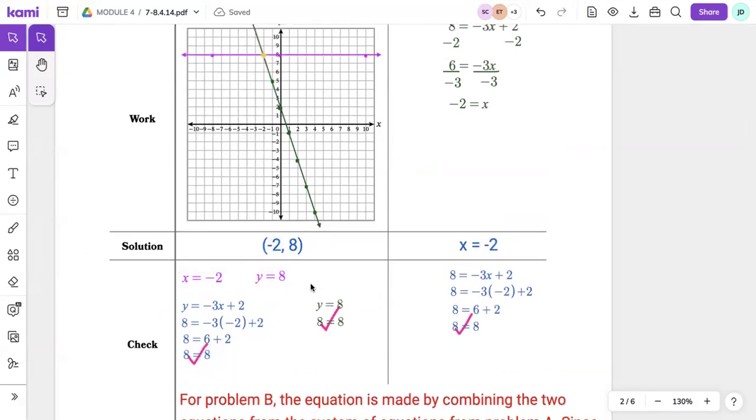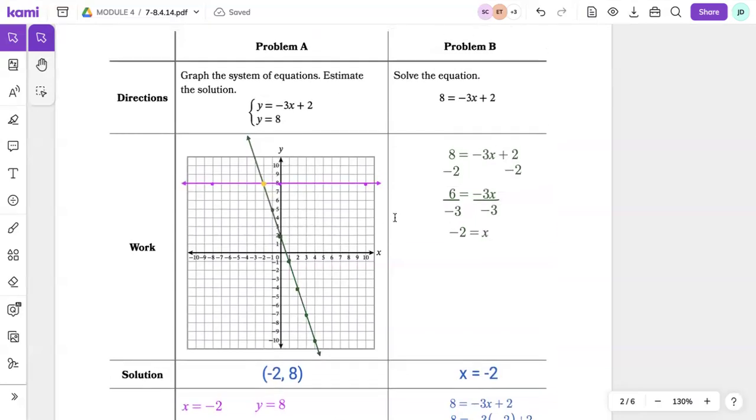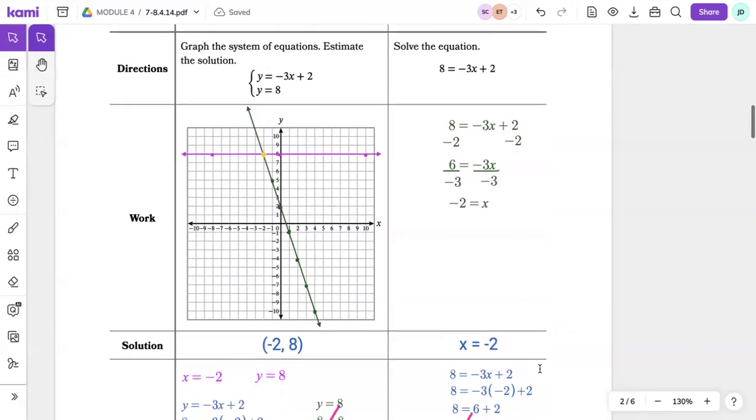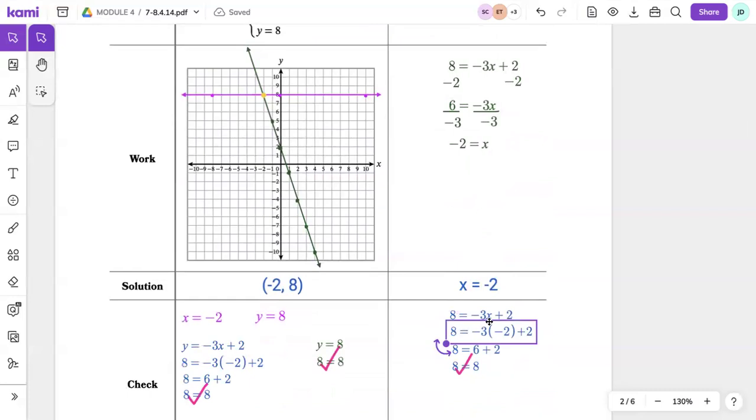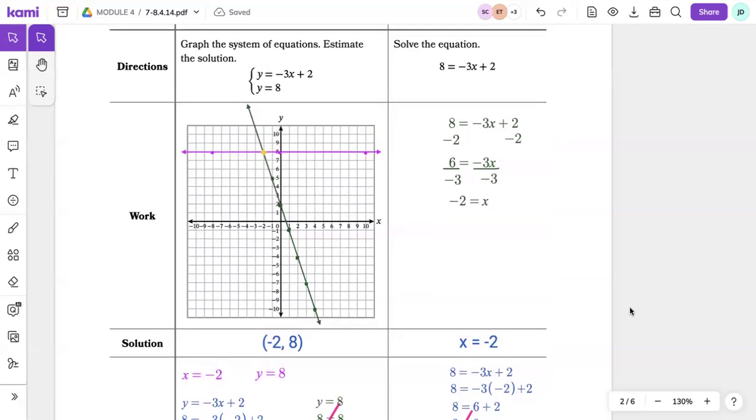And then, of course, checking your work, x equals negative 2. That works. Y equals 8, of course, works because we used 8. And then plugging negative 2 and 8 in, we get 8 equals 8. So that's great. Problem B, though, gives you the equation 8 equals negative 3x plus 2. And you solve it mathematically, you get x equals negative 2. When you plug negative 2 back into here, you get 8 equals 8. So pause if you need to so you can copy down all my work.